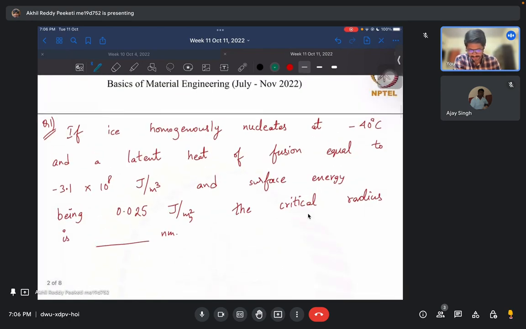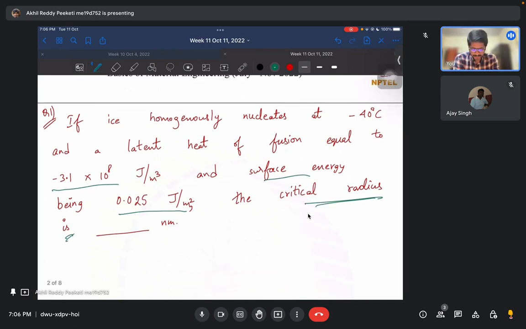So the first question is regarding ice nucleates at minus 40 degrees Celsius. So we know that ice to water melting point is 0 degrees Celsius, so that information is not mentioned here. And it has a latent heat of fusion equal to minus 3 into 10 power 8 joule per meter cube. And it has a surface energy of 0.025 joule per meter square. Now we are supposed to estimate the critical radius.